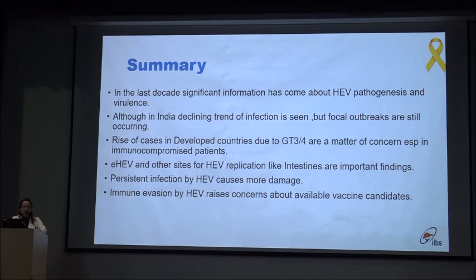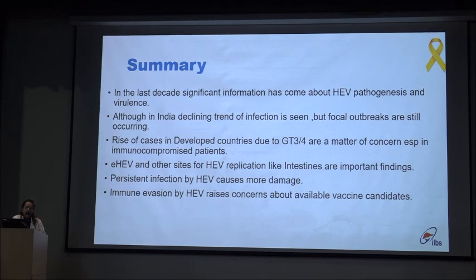So I summarize that in the last decade, significant information has come about hepatitis E virus pathogenesis and virulence. Although in India, and especially in our institute, we are seeing a declining trend in the infection, and we are not seeing a lot of HEV infected adults coming up, there are still focal outbreaks which are reported. But there is a rise of cases in the developed countries, especially by the zoonotic types like genotype 3 and 4, which is a matter of concern, especially in immunocompromised patients.